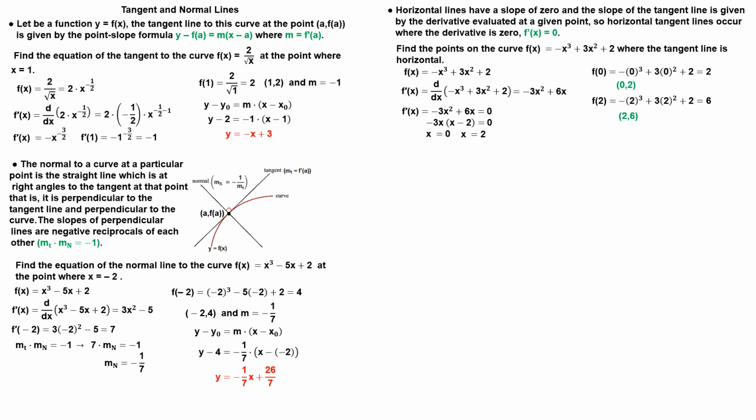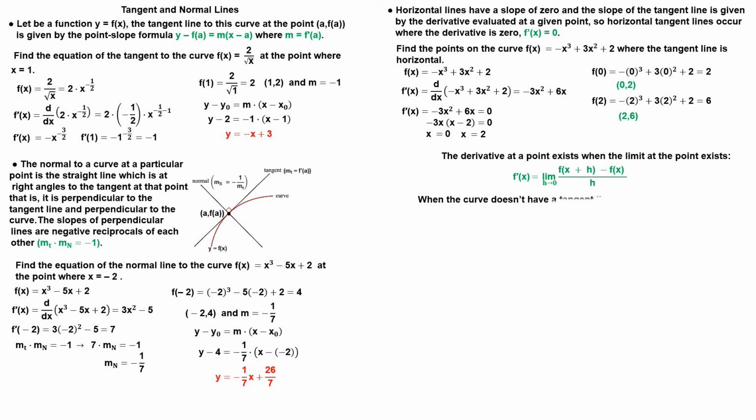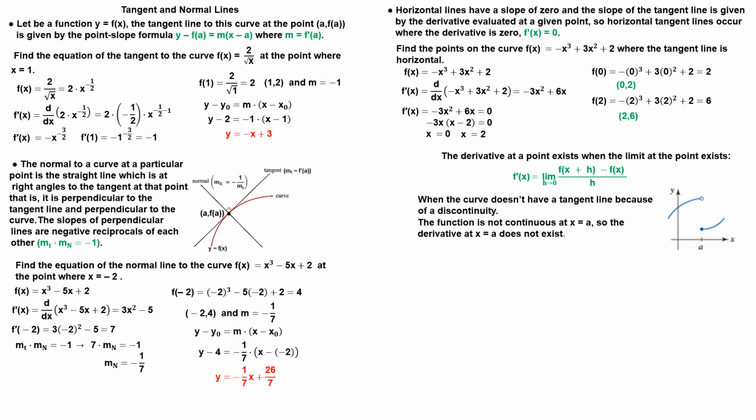We will now discuss differentiability, that is, whether or not the derivative of a function exists at a given point. The derivative at a point exists when the limit at the point exists. There are 3 situations where a derivative fails to exist. When the curve doesn't have a tangent line because of a discontinuity. Look at the graph. The function is not continuous at x equals a. The limit of f of x as x approaches a does not exist.